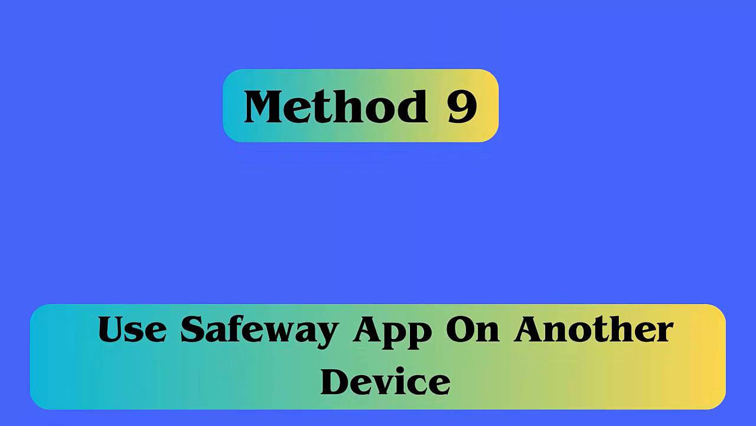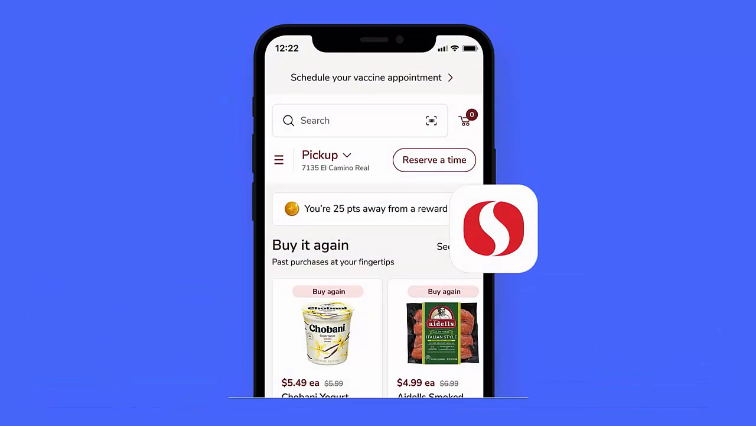Method 9. Use Safeway app on another device. Maybe your phone is facing some problem in opening the app, so you should launch the app on another phone. This will help you to identify whether the error is related to the app or the device.